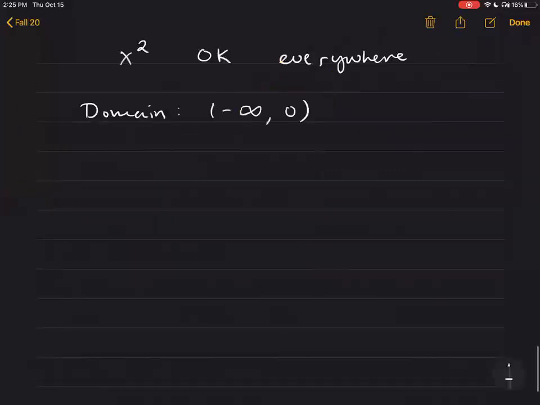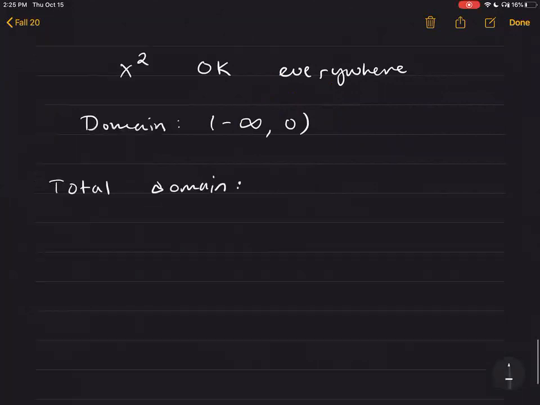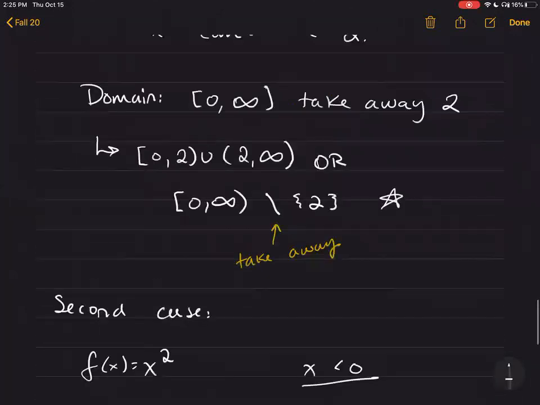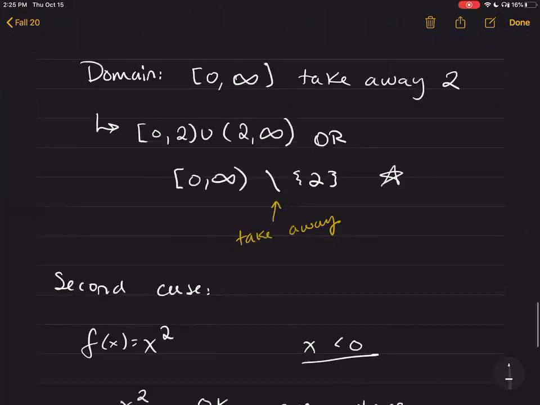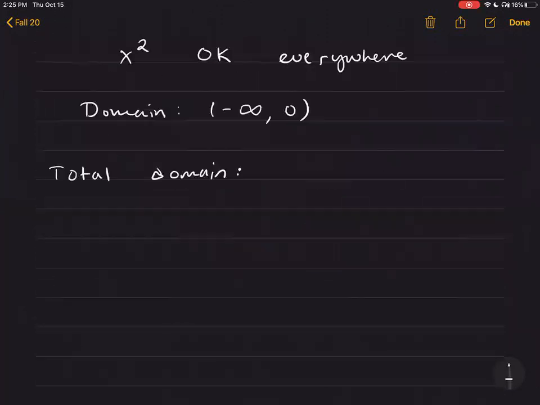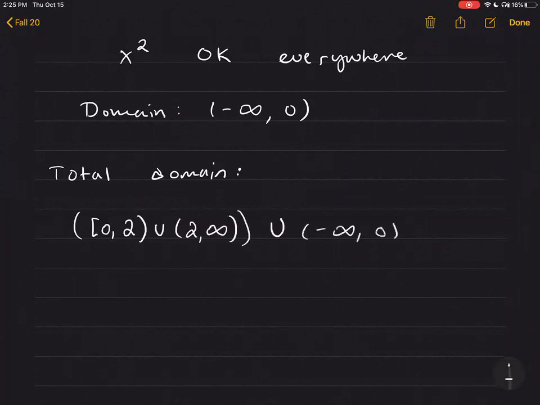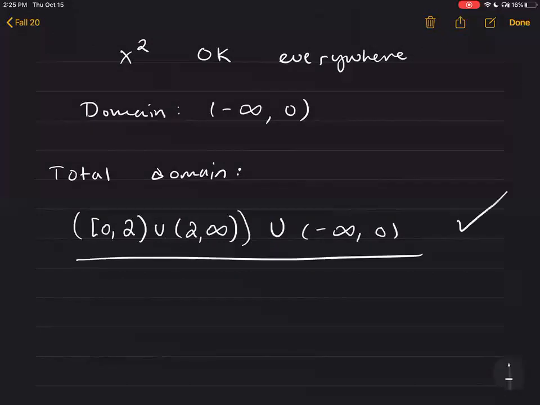So then if we look at the domain for the whole piecewise function, our first domain was 0 to 2 and then 2 to infinity. So we have 0 to 2, union 2 to infinity. And then we're going to union that with the second case, which is negative infinity to 0. And this is a complete answer. Cool.